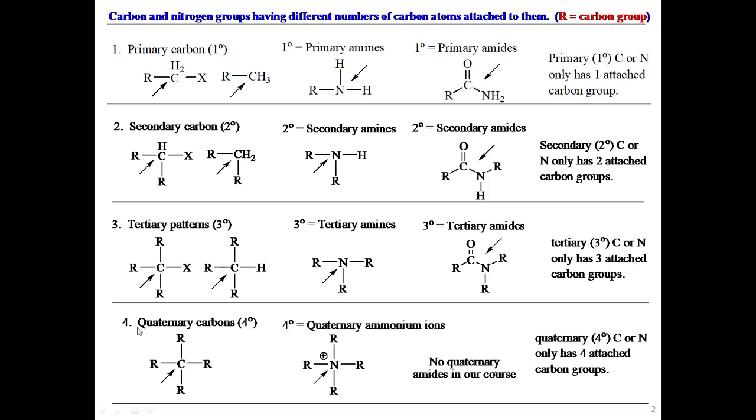There's also the possibility of a quaternary carbon. Quaternary carbon has four carbons attached, and so there would be no hydrogen at this carbon. They have to all be carbons. We could also have a quaternary nitrogen, but it wouldn't be an amine anymore, because if we had four bonds attached to the nitrogen, it would have a plus charge and be a cation. So this would be a quaternary ammonium ion. And in general, we don't see any quaternary amides. It's not that it's impossible, but it's very uncommon.